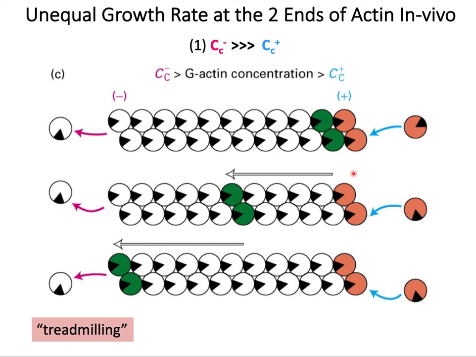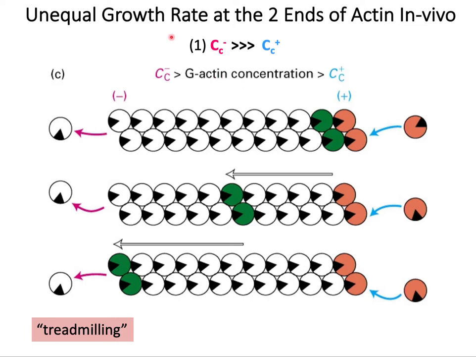The first reason is that in fact, the critical concentration at the minus end is substantially higher than the critical concentration at the plus end. What is interesting is that the typical G-actin concentration in the cytosol is between these two critical concentrations. So the critical concentration of the minus end is almost always greater than the concentration in the cell. So rather than getting addition at this end, you are going to get loss.